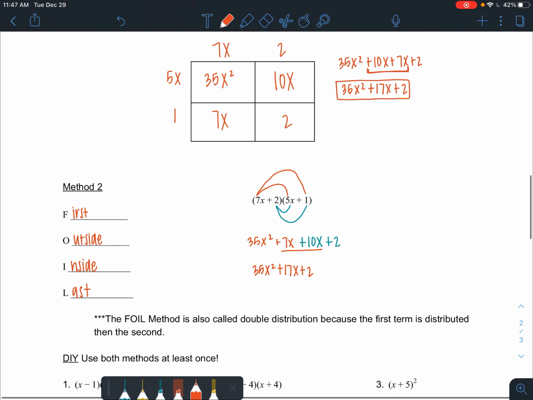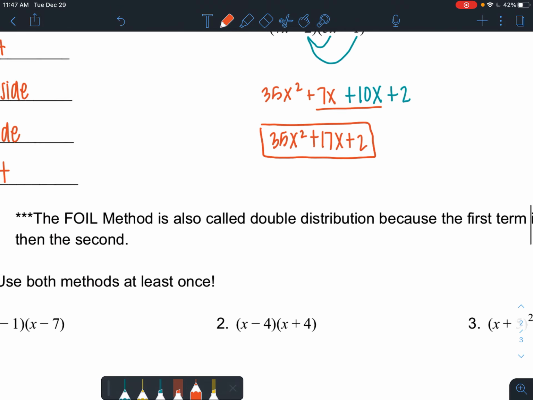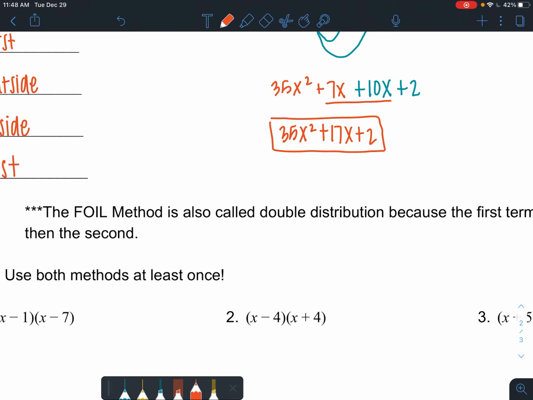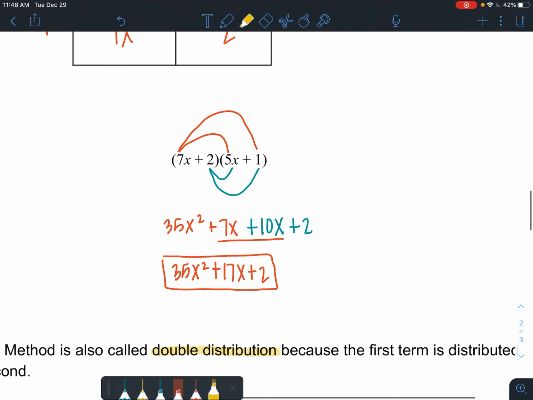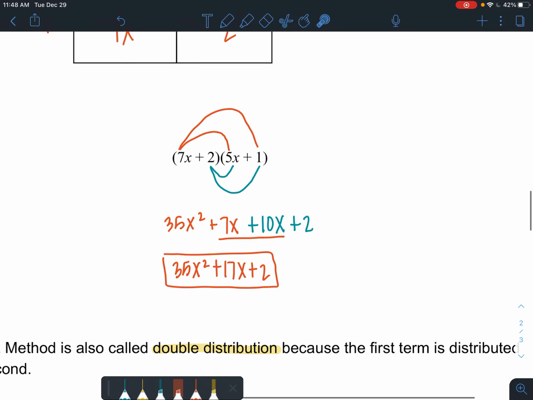Now, you'll notice we got the exact same answer for these two problems, but just two methods of doing them. So neither one is wrong, neither one is right. Well, they're both right, actually, but it just doesn't matter which one you use. Okay, the FOIL method is also called double distribution, because if you look closely here, you can see that the 2 is being distributed through and the 7 is being distributed through. You see two things being distributed, those rainbows.